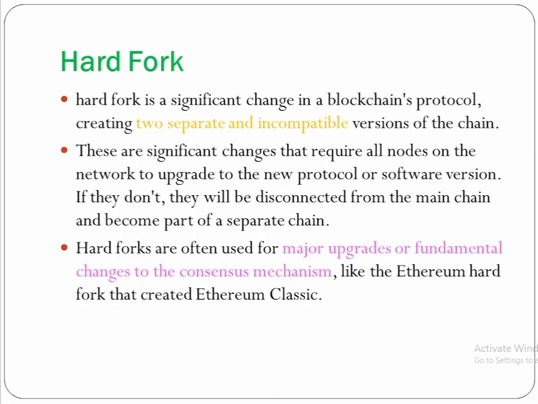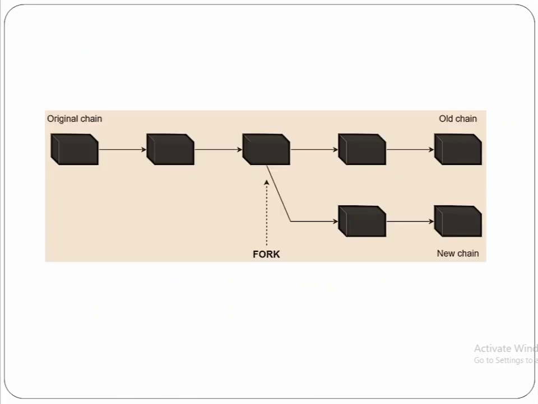Hard fork is a significant change in a blockchain's protocol, creating two separate and incompatible versions of the chain. So here it is dividing the chain into two separate chains, the old chain and the new chain. Now let us consider a busy lane, which is having more traffic issues. So we have to upgrade that road. Either we have to widen that road or we have to create a new lane, that allows more vehicles to flow through that road.